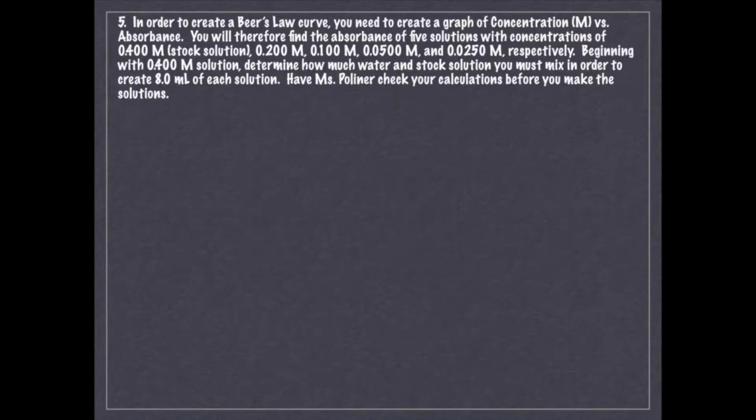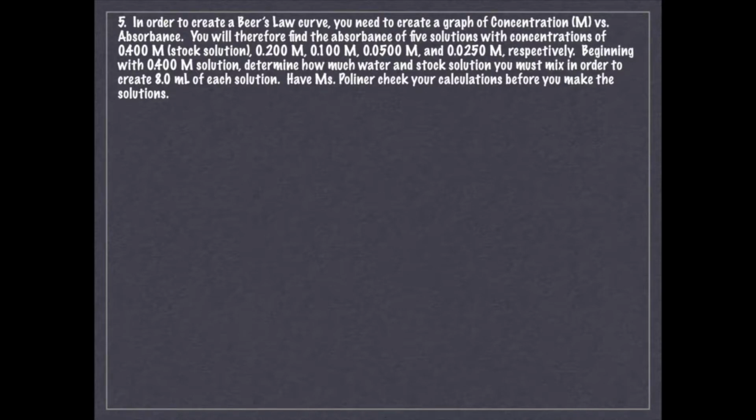All right, step 5. In order to create a Beer's Law curve, you need to create a graph of concentration versus absorbance. You already saw that in the pre-lab question. You saw what that graph is going to look like. Now, you're going to create one yourself. You will therefore find the absorbance of 5 different solutions with all of those different concentrations, respectively.